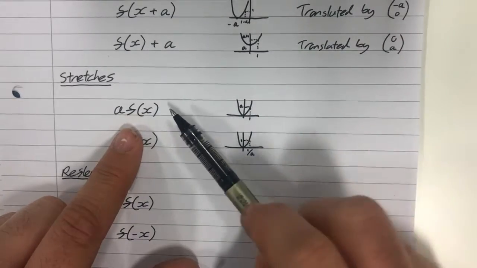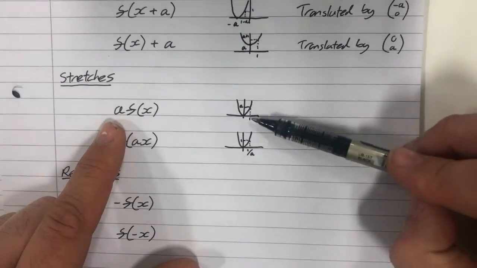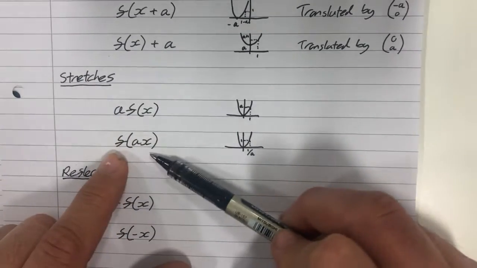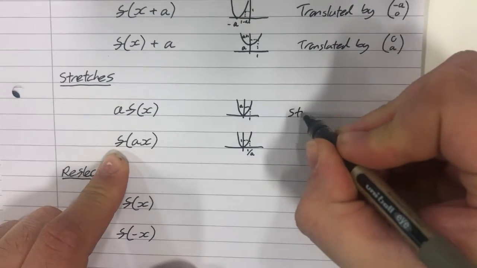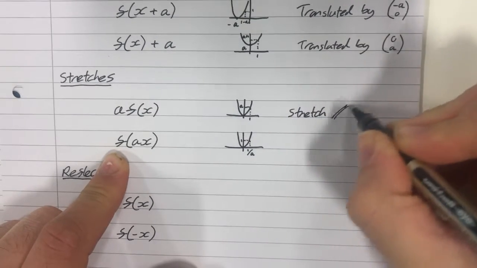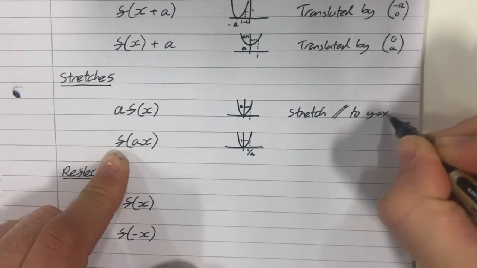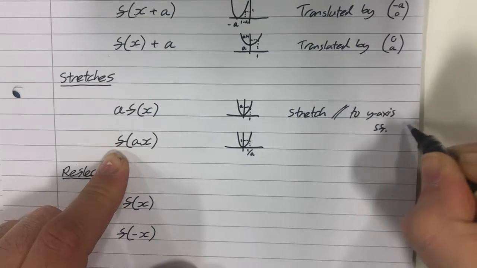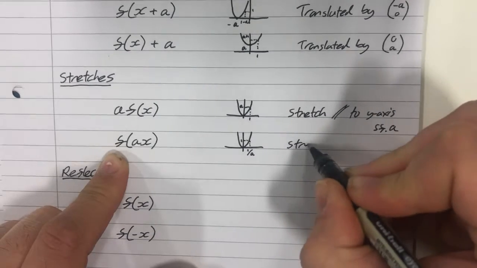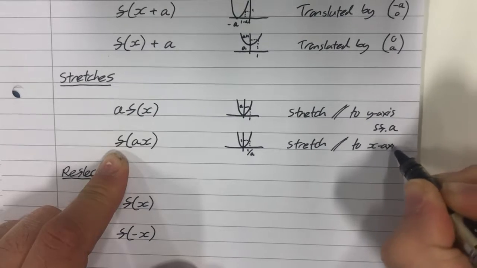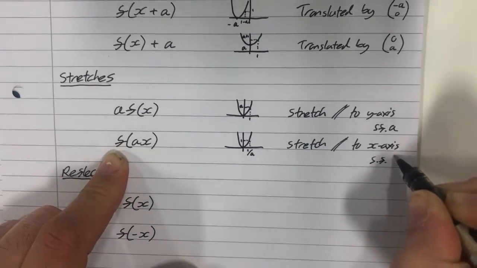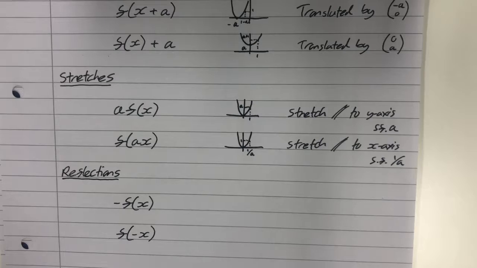And you can see that a transformation in the y direction has only affected the y coordinate, and a transformation in the x direction has only affected the x coordinate. So this is a stretch parallel to the y-axis by a scale factor of a, and this is a stretch parallel to the x-axis, scale factor of 1 over a. So all the x coordinates divide by a rather than times by a. So that's what's going on there.